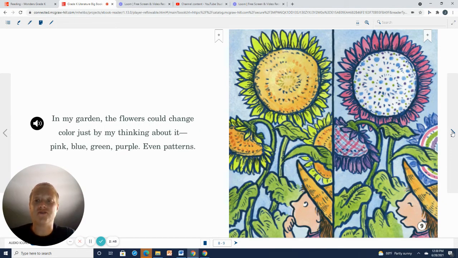In my garden, the flowers could change color just by me thinking about it. Pink, blue, green, purple, even patterns.